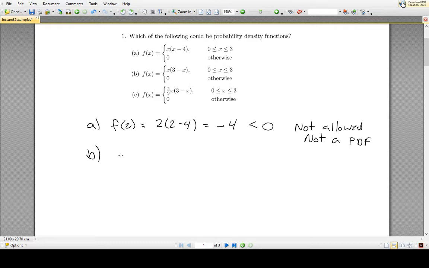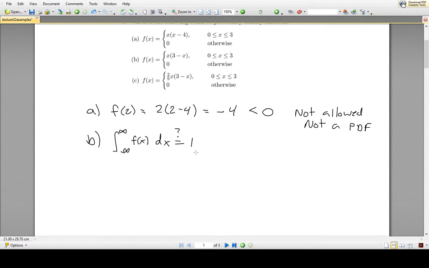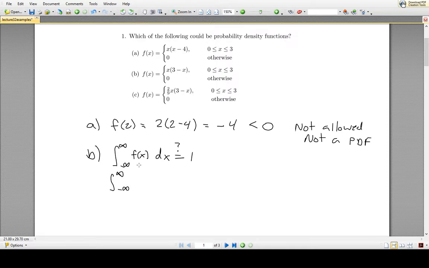But the next thing we want to check is that the integral from negative infinity to infinity of our proposed probability density function is actually equal to 1. So we need to see if this is indeed the case. So let's take a look at that. We do the integral from negative infinity to infinity of our probability density function f of x dx.